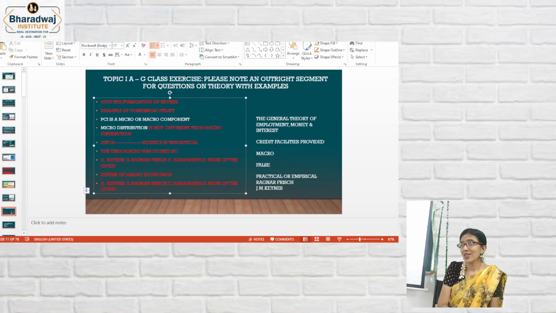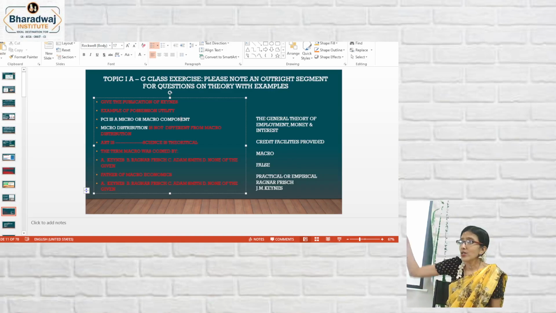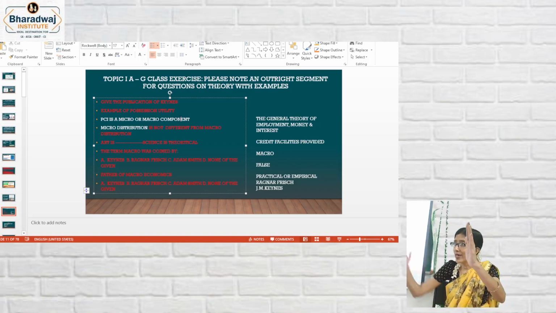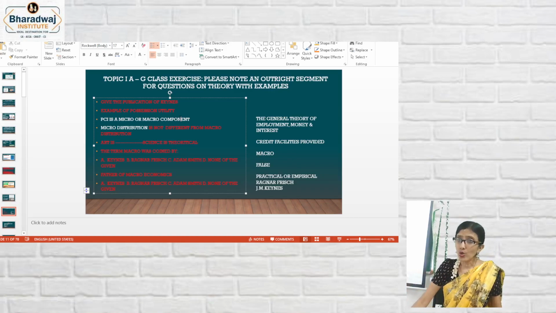In fact, in the class itself I was telling you. What you know is the difference between micro and macro. But when you say micro distribution versus macro distribution, micro distribution is fixation of factor prices and macro distribution is identifying the relative shares of the respective factors in the total income. How much is rent in the total income? How much goes as profit? What is the proportion of wages in the national income? That is macro distribution.